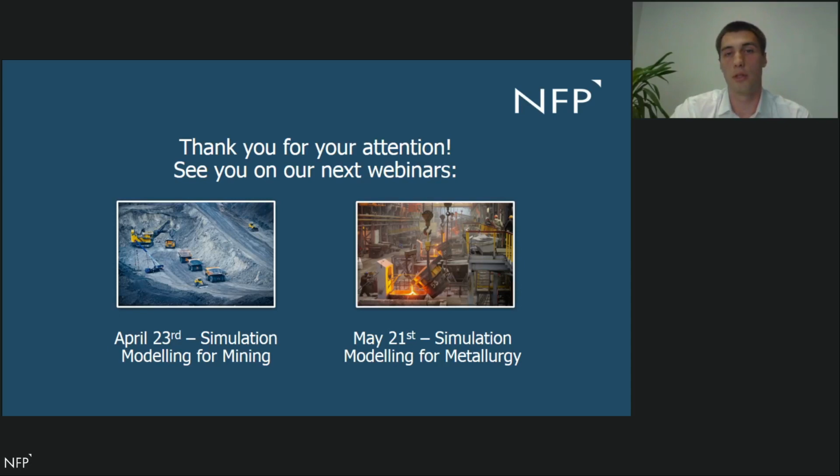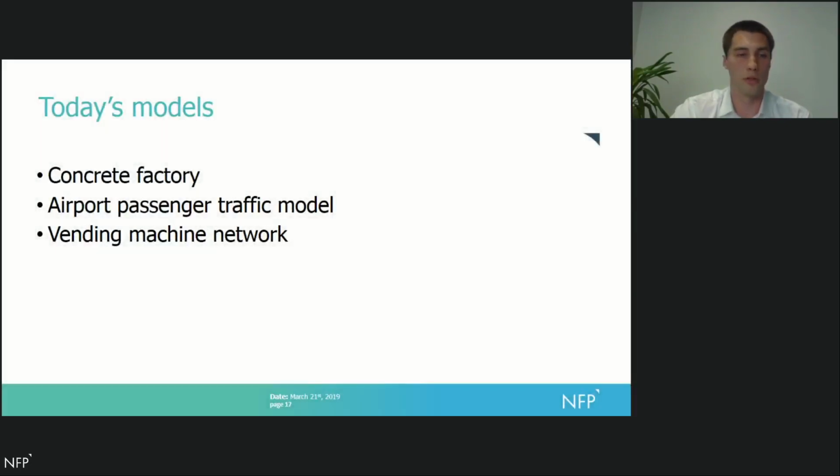All right, so now for our models. We've got three models for today. One is a concrete factory model. Then we got the airport model and the vending machine network model.